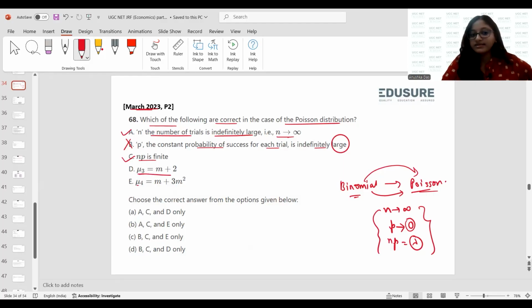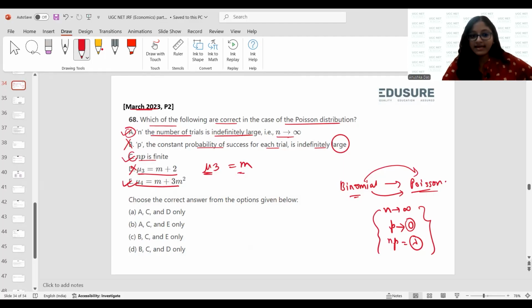Now see, the third order central moment is exactly equal to M and not M plus 2. For a Poisson distribution, the third order central moment equals the mean. So in the case of Poisson, the mean, the variance, and the third order central moment are all the same. So here lambda is exactly equal to M. And the fourth order central moment is this. This is absolutely fine.